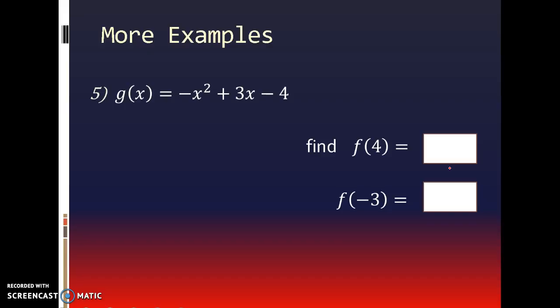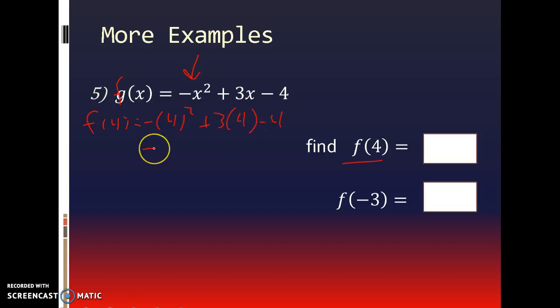All right, let's go on with a different example here. What messes a lot of people up on an example like this is the fact that we have this negative here. So let's try first the f of 4. If we want to find f of 4, I am going to replace every x with a 4. So it's going to be negative 4 squared plus 3 times 4 minus 4.